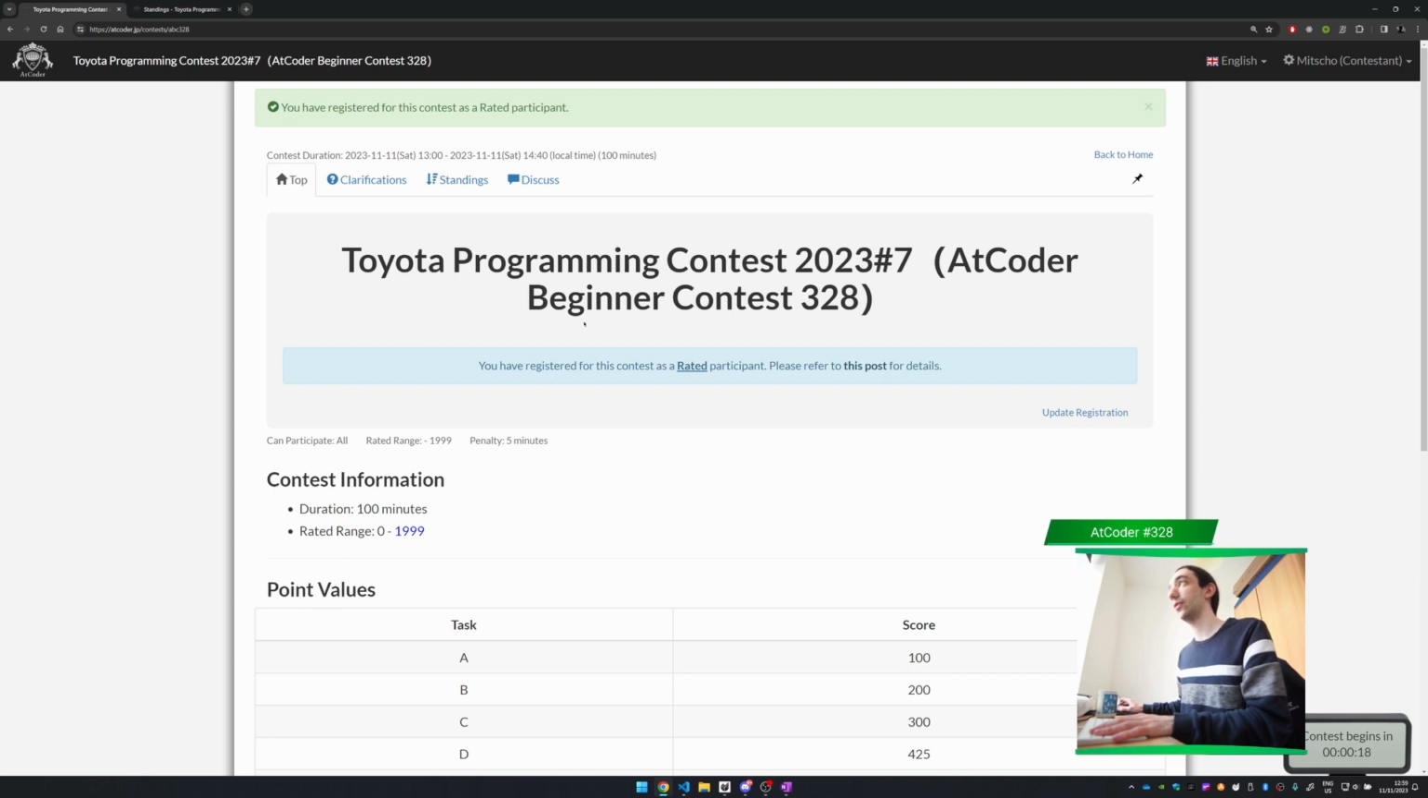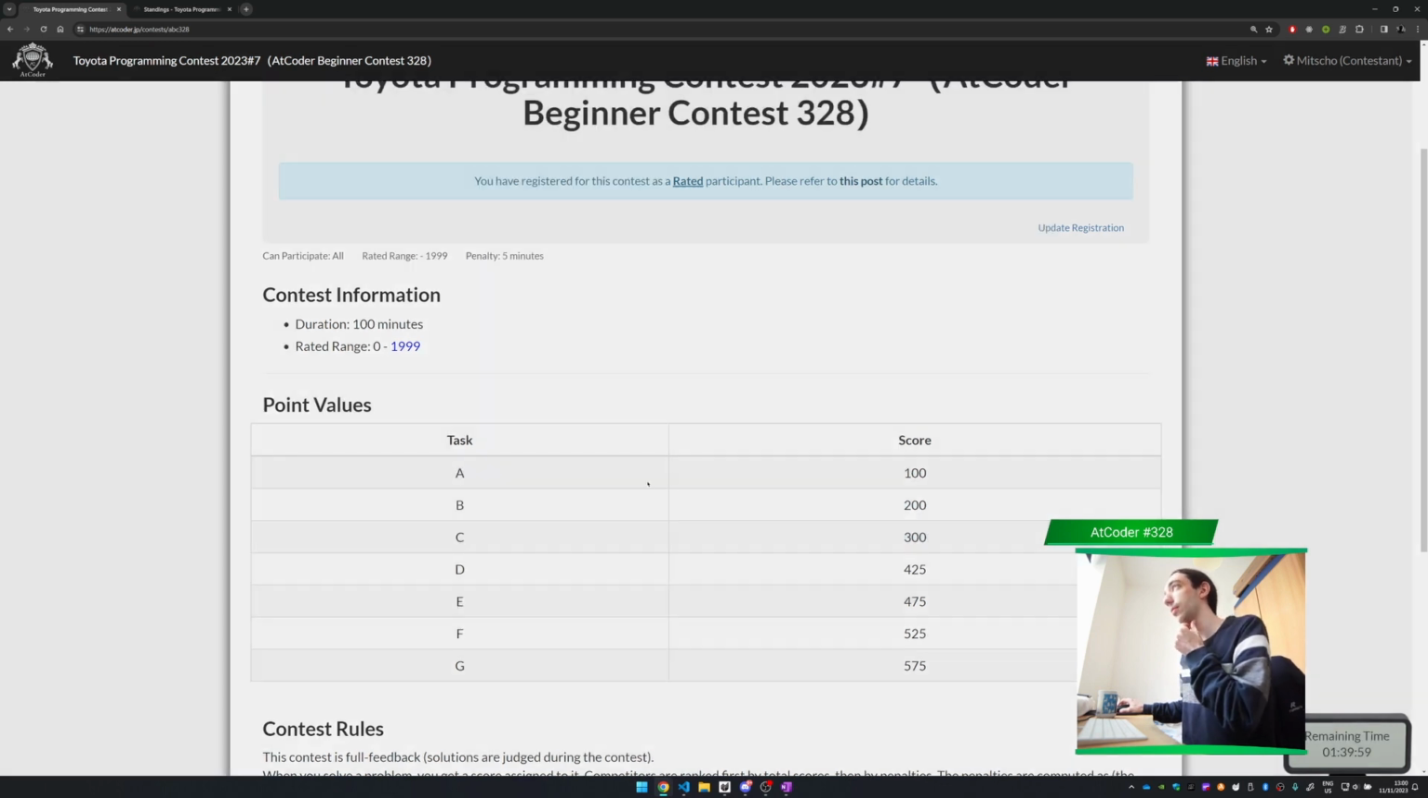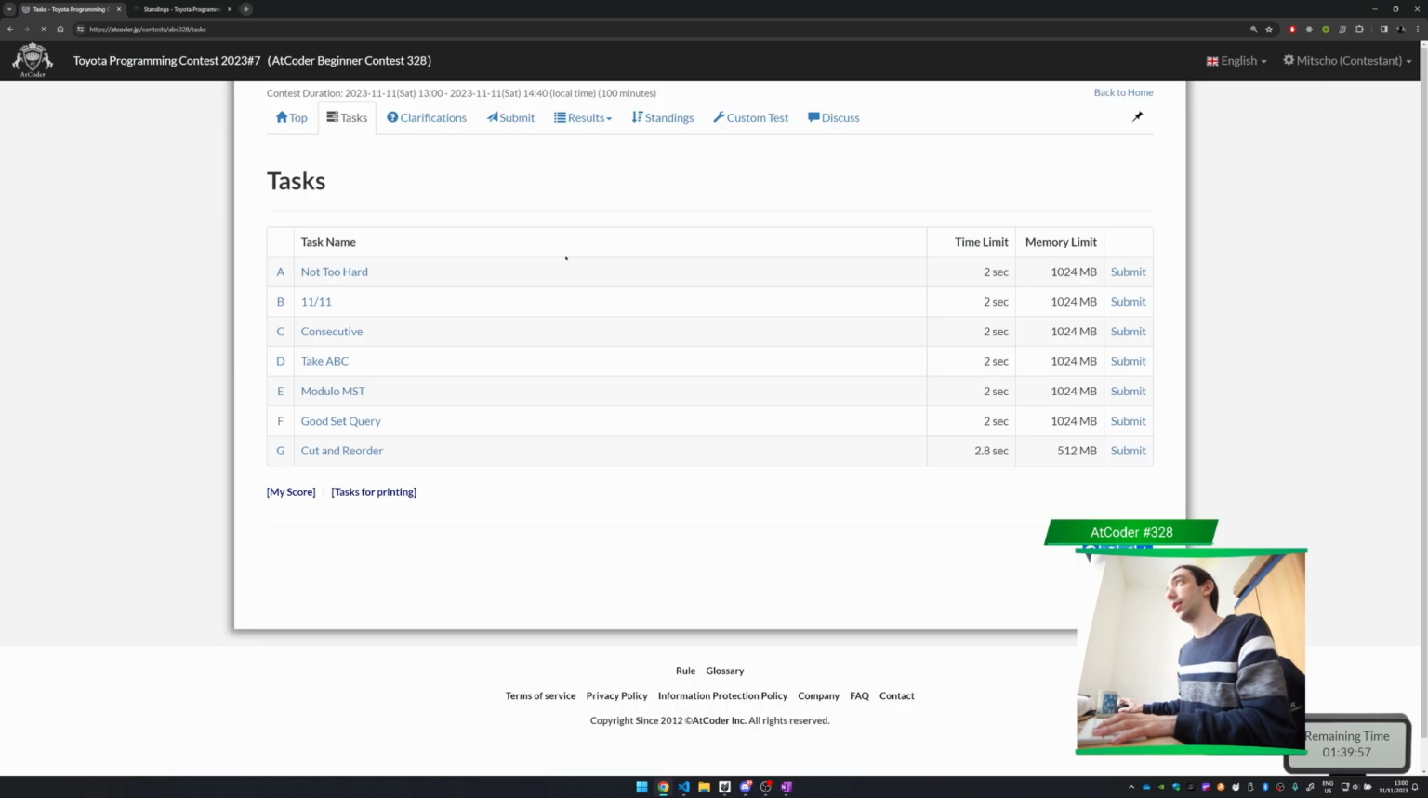We'll try to solve as many problems as possible. Seeing that the scores here are lower, the problems should be easier, but let's not just predict that because sometimes it's the other way around. So yeah, the contest is starting in a couple of seconds. Let's go.